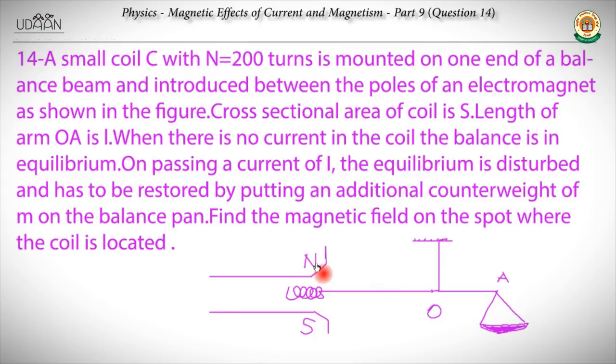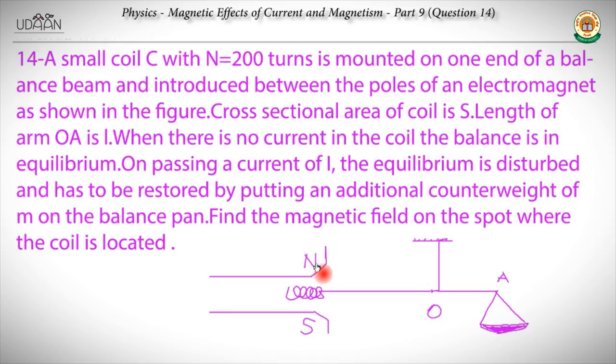We now start off with question number 14. A small coil C with n equal to 200 turns is mounted on one end of a balance beam and introduced between the poles of an electromagnet as shown in the figure. Cross-sectional area of the coil is S, length of arm OA is l.